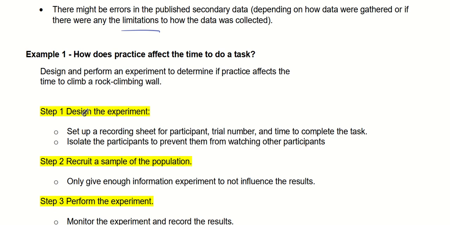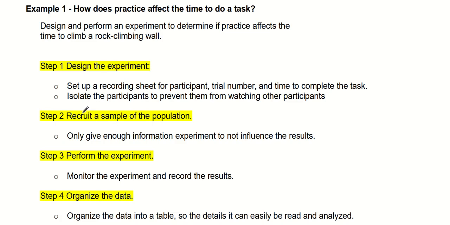So example one, let's do some examples. This is simply just the scientific method. In short, it is a scientific method. But it says here, how does practice affect the time to do a task? Design and perform an experiment to determine if practice affects the time to climb a rock or rock climbing.